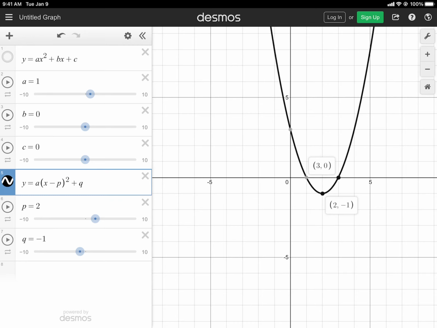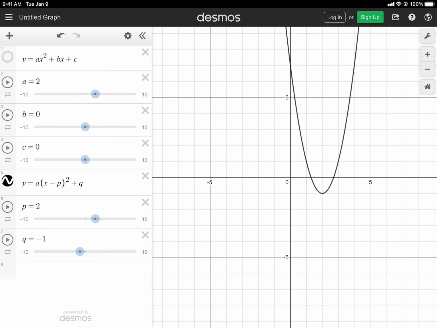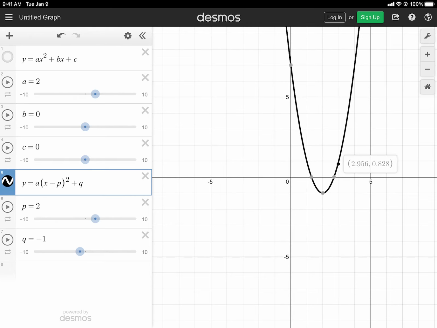But if our a value changes to 2, you'd see the graph starts to go up a little faster, and suddenly those vertical distances have changed. So now, when we go over 1, instead of being at 0, we're now at 1. If we go over 2, we're now all the way up here at 7.